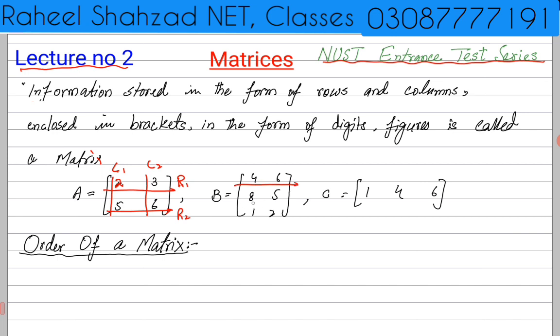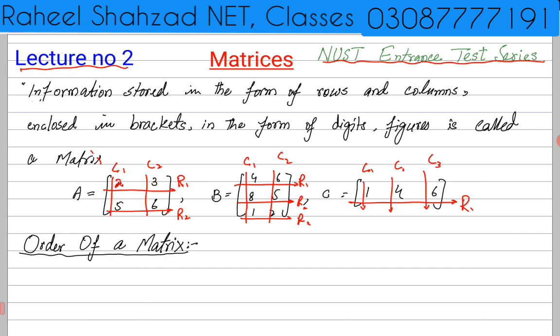Similarly, in matrix B, these three horizontal rows are there. So we can say row 1, row 2 and row 3, and these are vertically columns. So C1, C2 is representing column of a matrix. Similarly, it goes in this way. This is row 1 and these are columns. So C1 and it is C2 and it is C3.